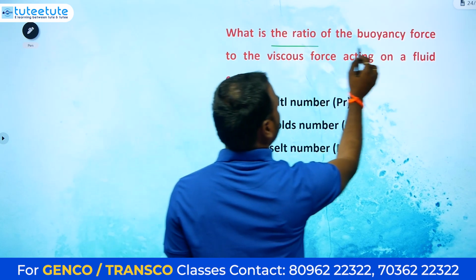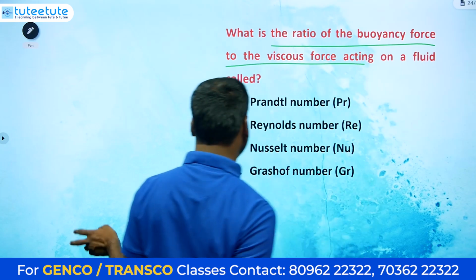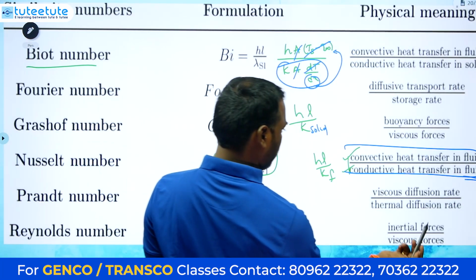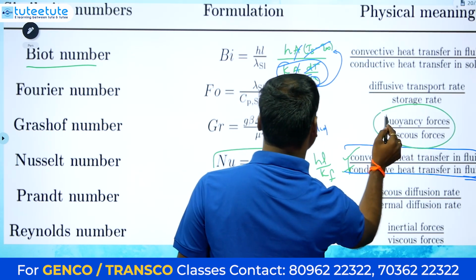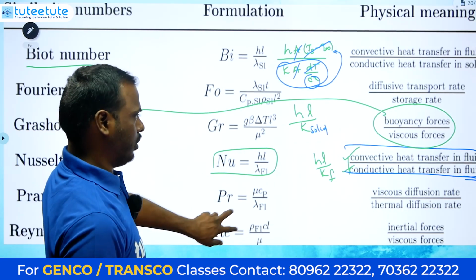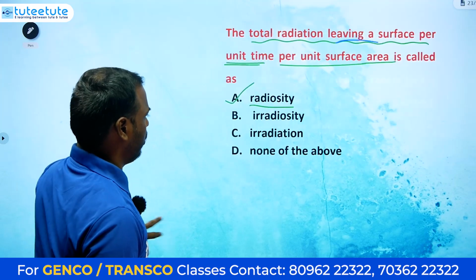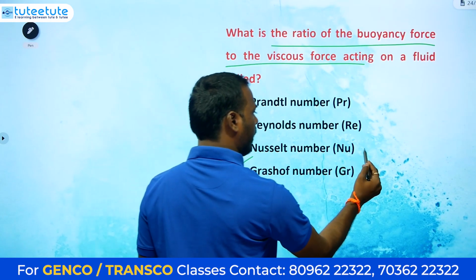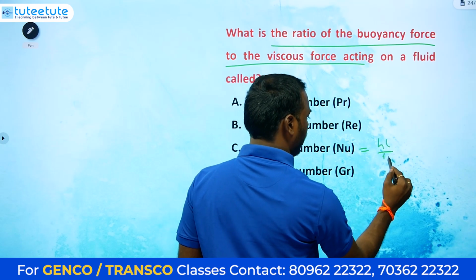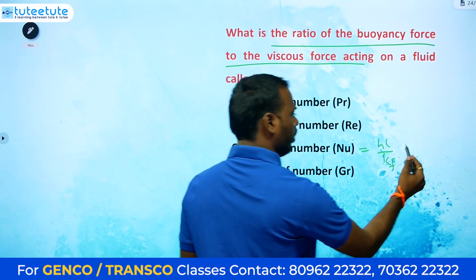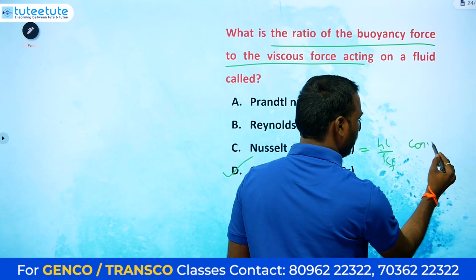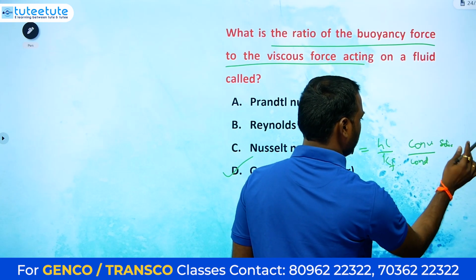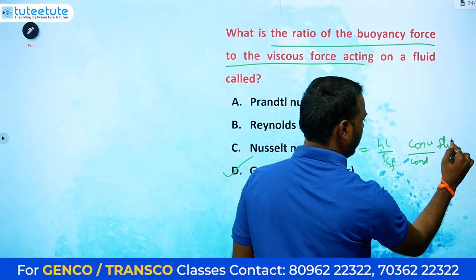What is the ratio of the buoyancy force to the viscous force? Generally we have seen here, buoyancy force to the viscous force is nothing but the Grashof number. So remember that Grashof number. This is the solution. What is the Nusselt number? hL by k fluid, the convective heat transfer to the conductive heat transfer, in the fluid.